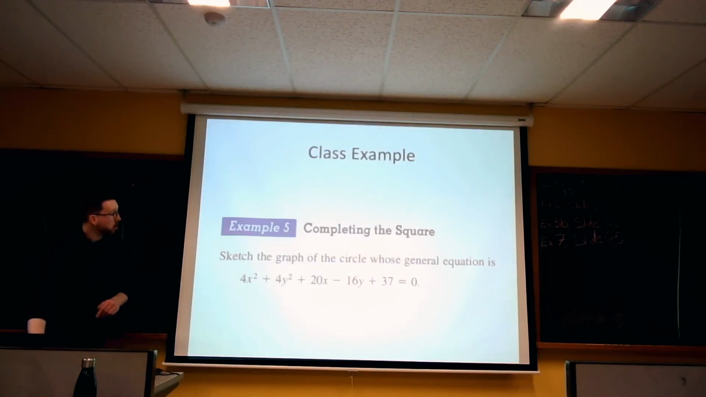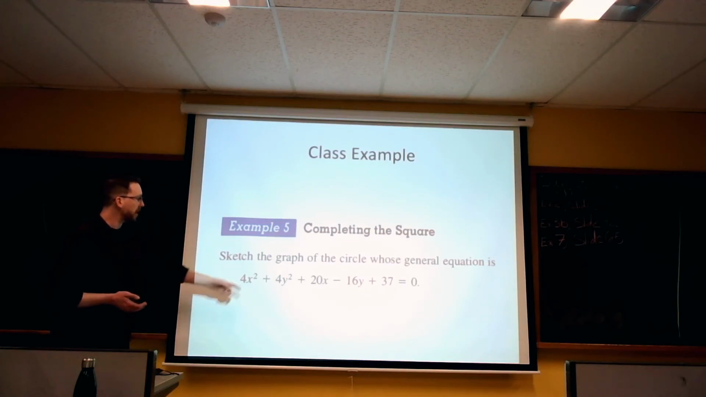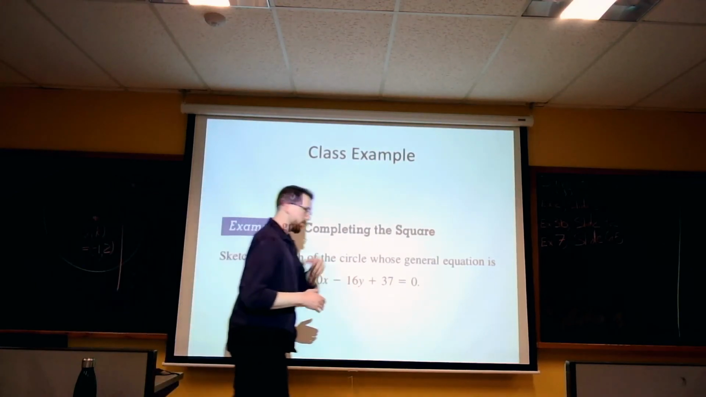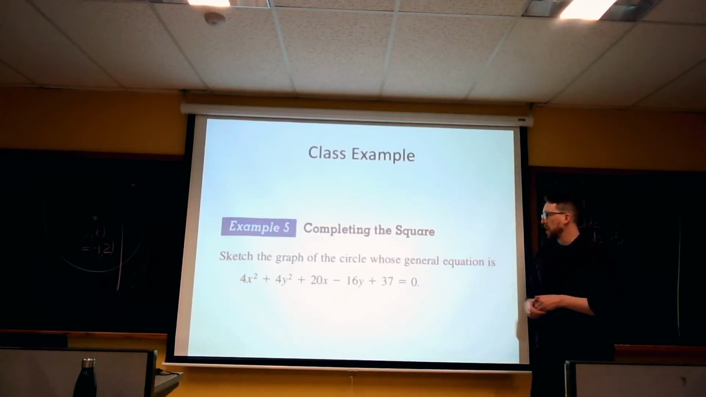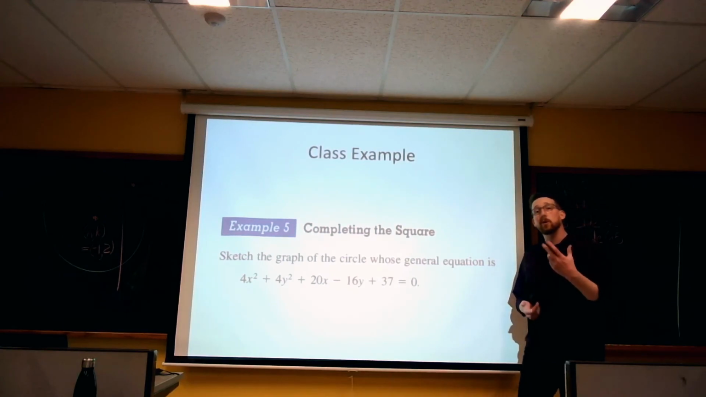Well, we might say, one, is this a circle? Two, if it's a circle, put it into standard form. So, if we want to sketch this, if we want to graph it, let's put it in standard form first. We know how to use that. That's easy. How are we going to put this into standard form, though? Well, we're going to have to do what's called completing the square.